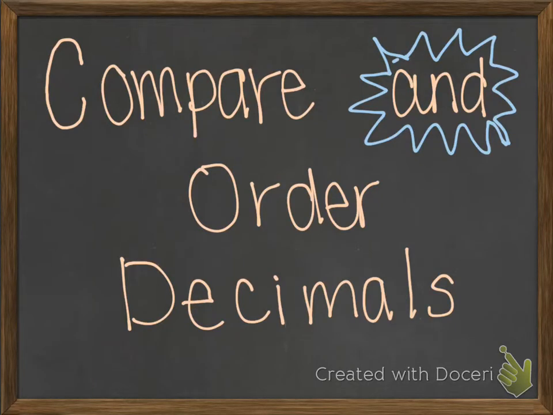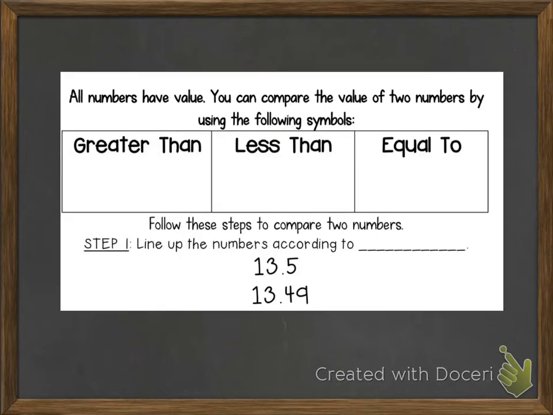Today we are going to talk about comparing and ordering decimals. First thing is all numbers have values, and you can compare the value of two numbers by using the following symbols. So we have greater than, less than, and equal to. Follow these steps to compare two numbers.